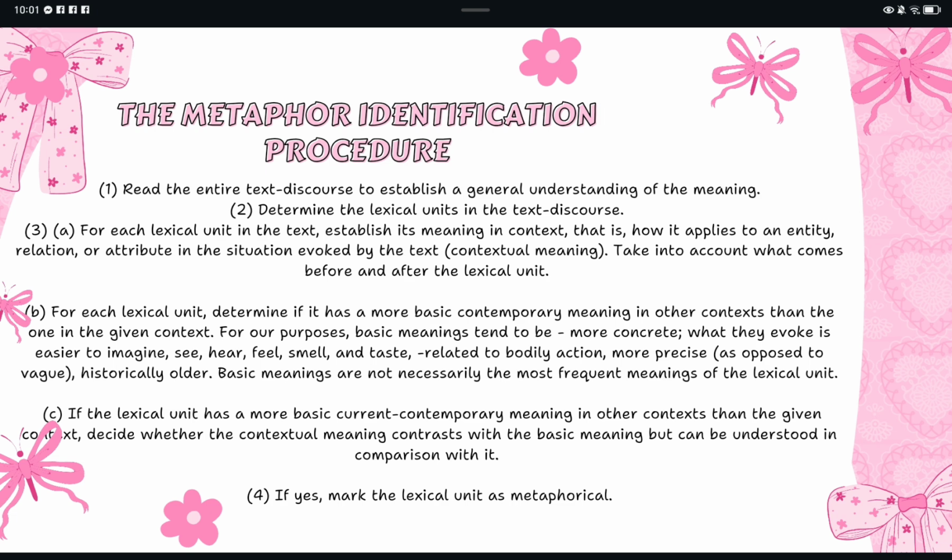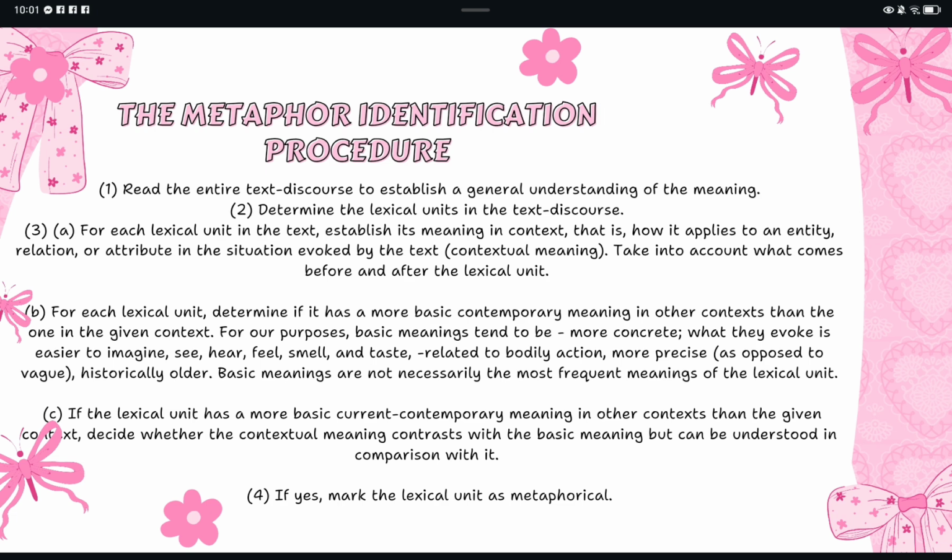If the lexical unit has a more basic contemporary meaning in other contexts than the given context, decide whether the contextual meaning contrasts with the basic meaning but can be understood in comparison with it. So, fourth, if yes, mark the lexical unit as metaphorical. So if the contextual meaning differs significantly from the basic meaning and is used to create a comparison or association, it's a metaphor. So, I will give you an example.